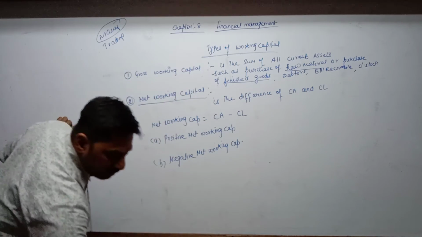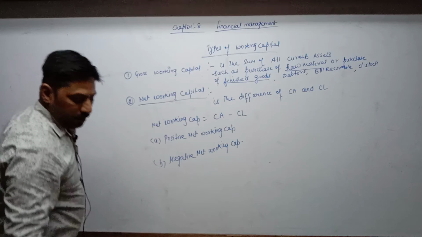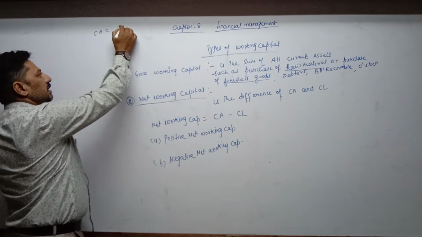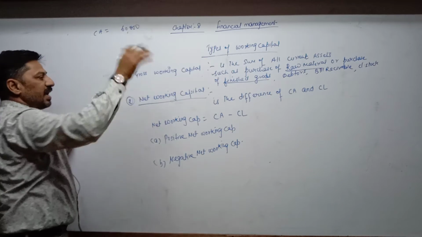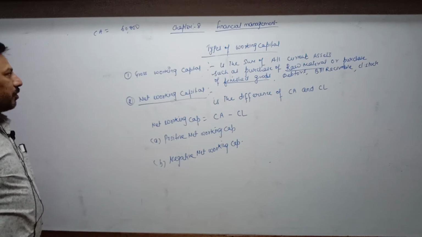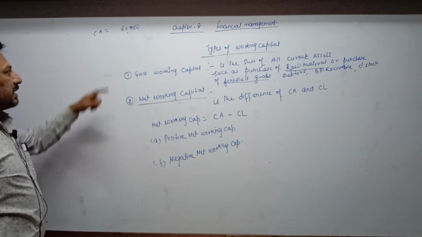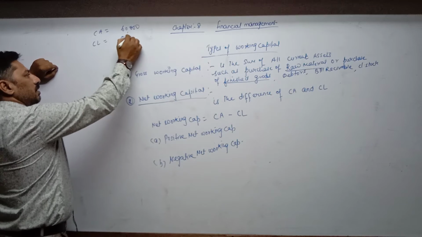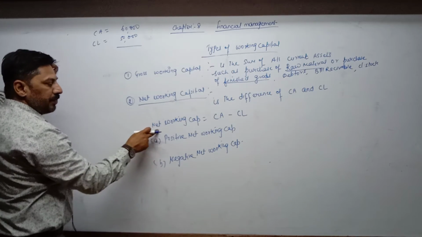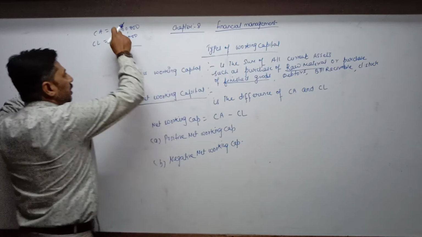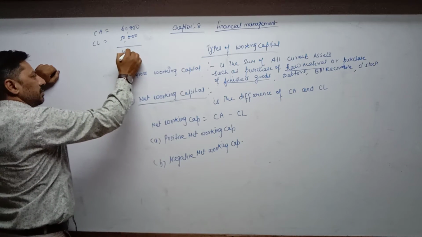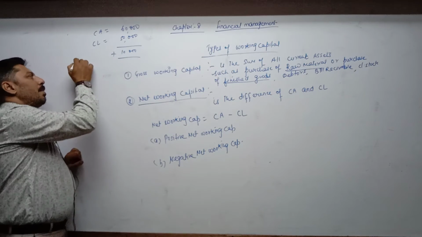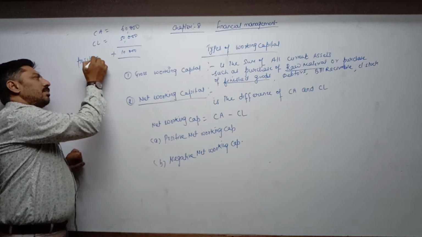For example, if total of current asset is 60,000 rupees, total of cash, bank, debtor, bill receivable, closing stock, prepaid expenses is 60,000 and total of current liability is 50,000. Now what is the formula of net working capital? Current asset minus current liability is 10,000. So here our answer is positive. That's why it is called positive net working capital.